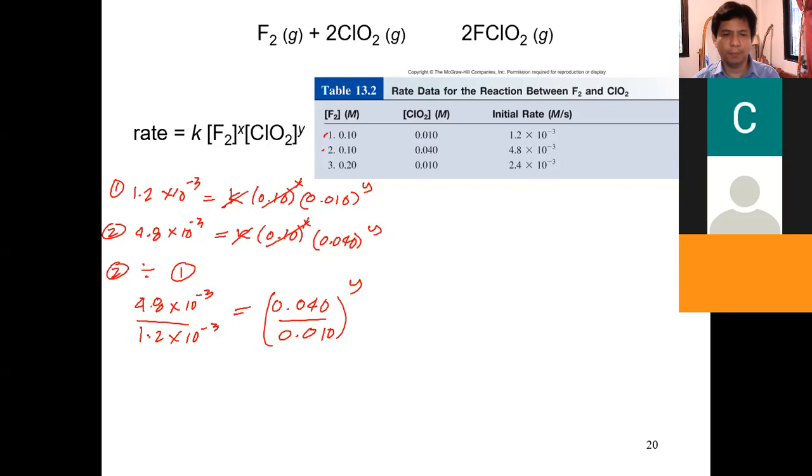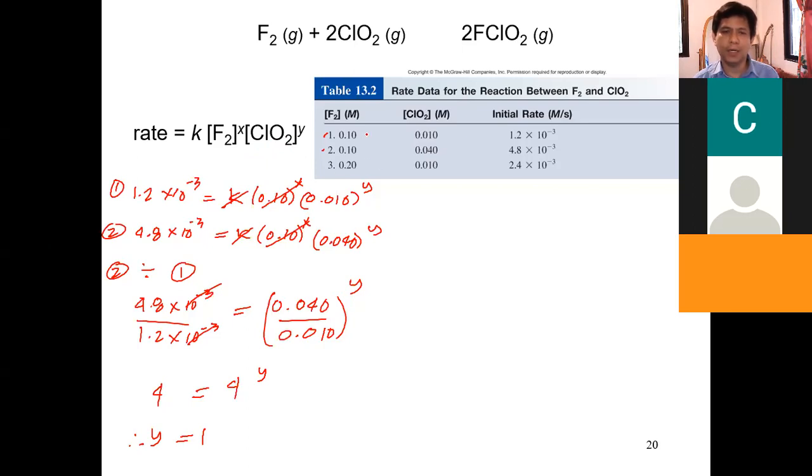Diba? So pag sinimplify nyo pa to further by using your calculator, you're going to get something like 4. This is 4.8 divided by 1.2. Cancel lang naman to, ano? This is 4. Tama? Yung nasa right side naman is also 4. So 4 to the y is equals to 4. So y is equals to 1, di ba? So ibig sabihin, the order of the reaction with respect to chlorine dioxide or ClO2 is equals to 1.